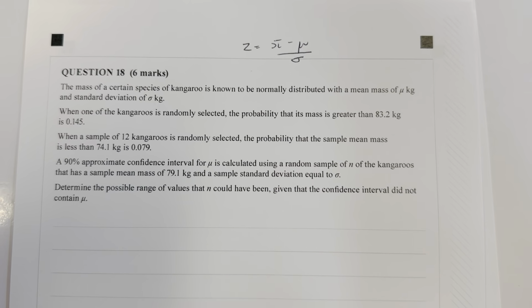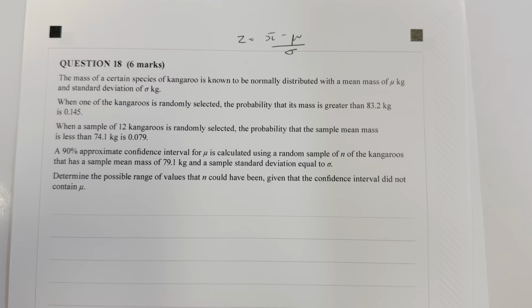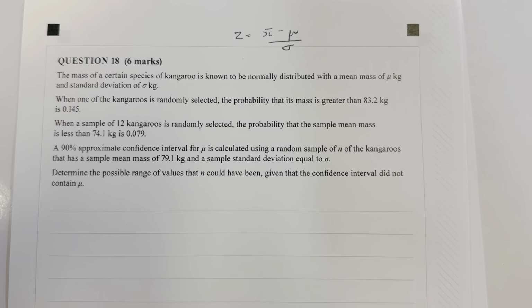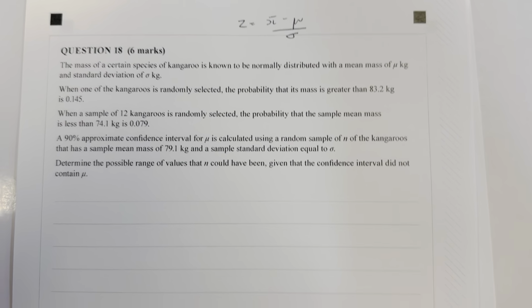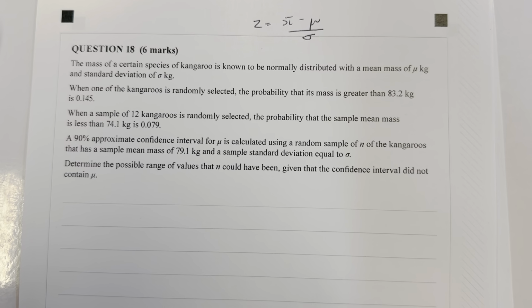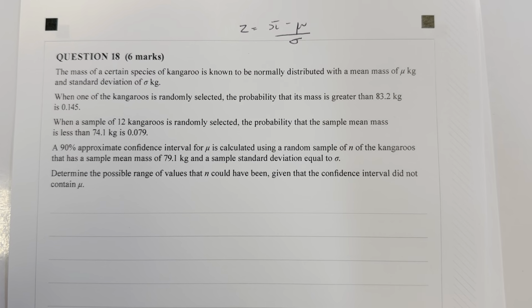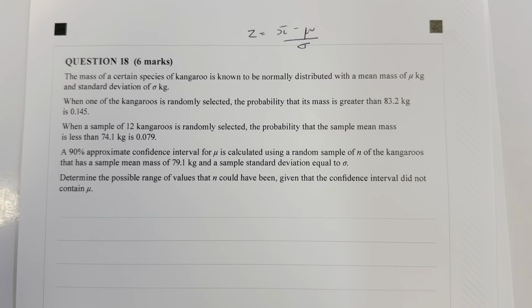Stats question. The mass of a certain species of kangaroos is known to be normally distributed with a mean mu and standard deviation sigma. When one of the kangaroos is randomly selected, the probability that its mass is greater than 83.2 is 0.145.